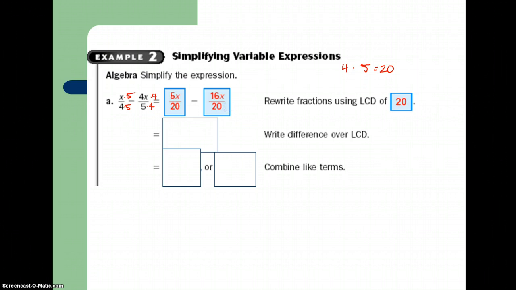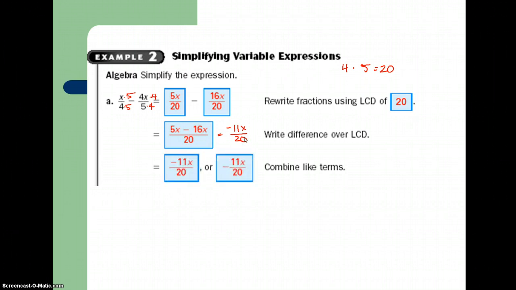Now write the difference, 5x minus 16x over 20. 5 minus 16, they're like terms so you can subtract them, is negative 11x over 20. Again, you can put the negative on the outside or leave it in the numerator. Either is fine.